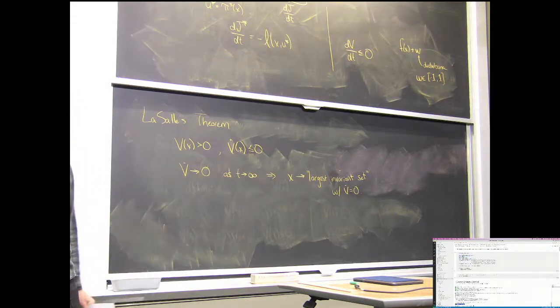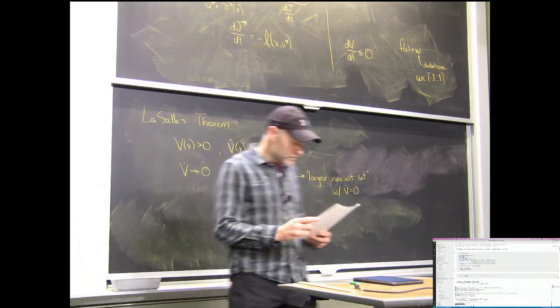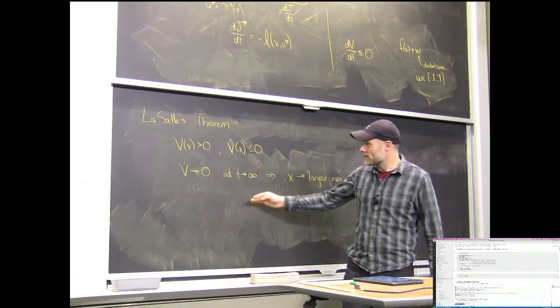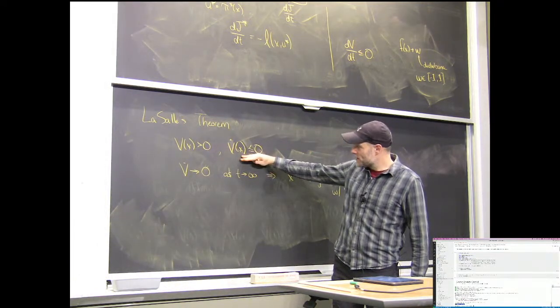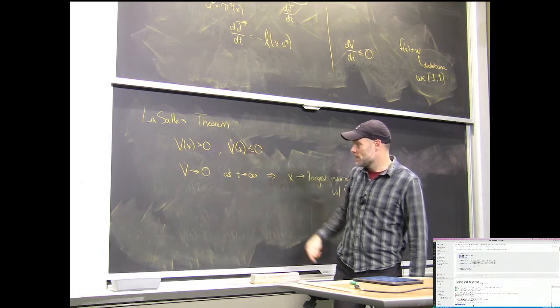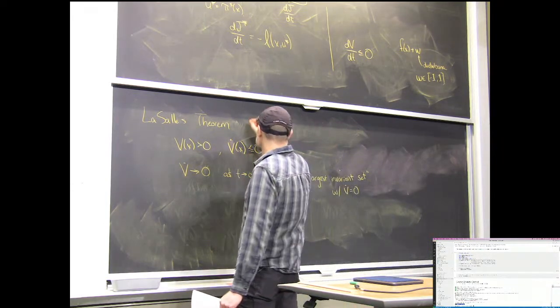That's really just a subtlety. It says that if you can only find a V dot that's less than or equal to 0, you might still be able to say asymptotic stability.